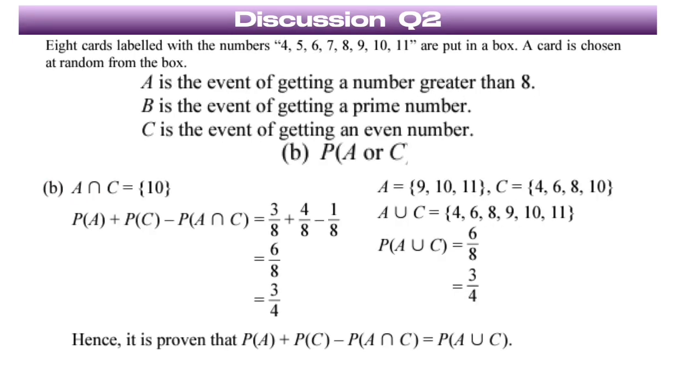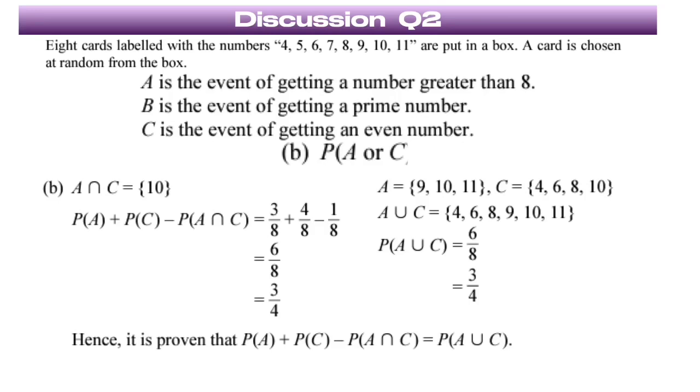Let's discuss question B, probability of event A or C. Okay, first step is you list out A. A is a set that consists of numbers greater than 8. So we have 9, 10, 11. Okay, C is the event of getting an even number. Even numbers, we have 4, 6, 8, 10.